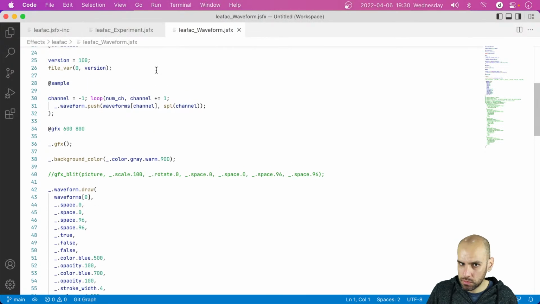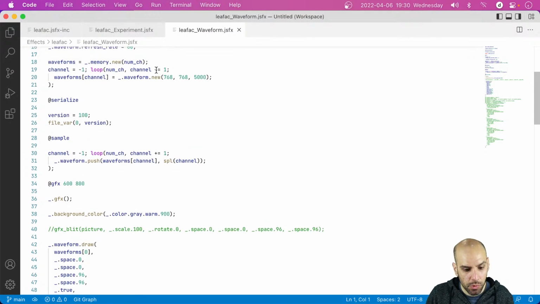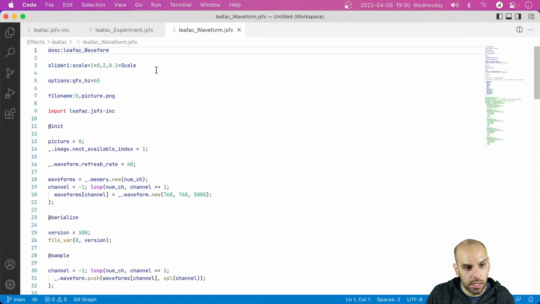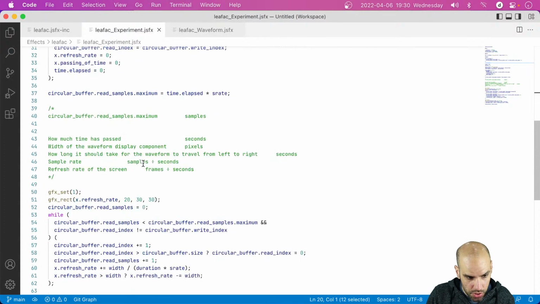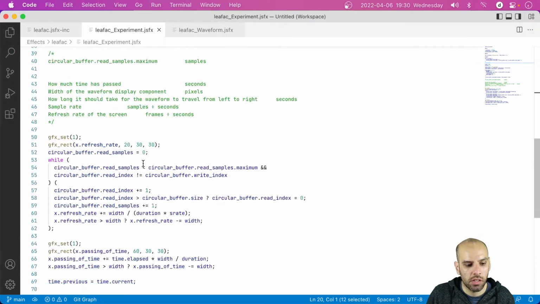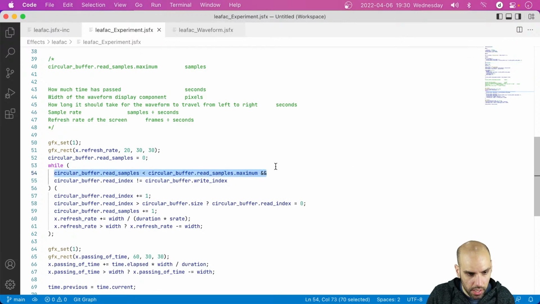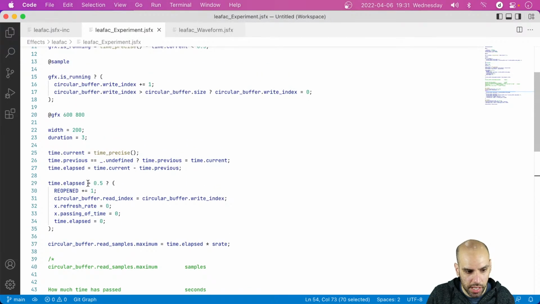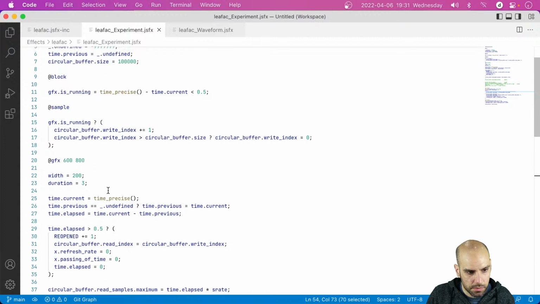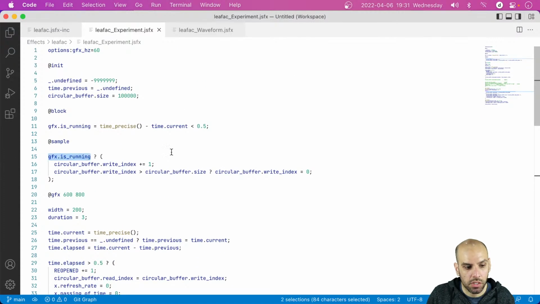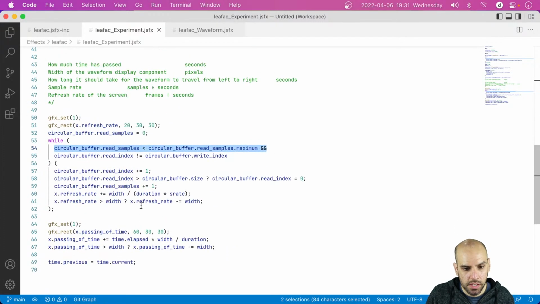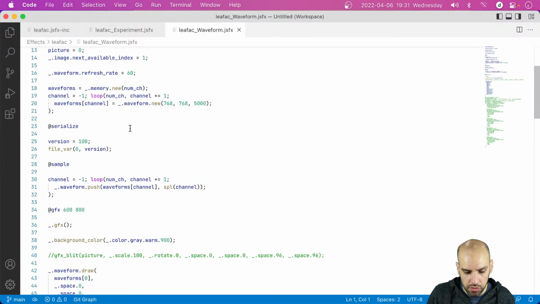Next time, tomorrow, I will be back and I will be porting over these notions that we just implemented, the notion of pacing and the notion of checking whether the GFX block is running. We are going to implement all of this into the real waveform display tomorrow over here on the stream.